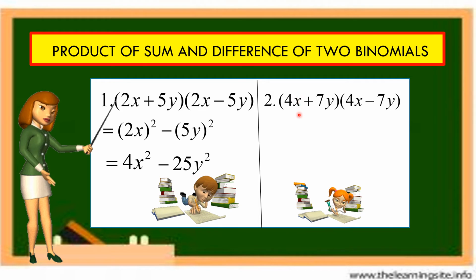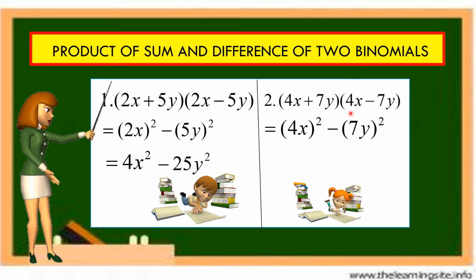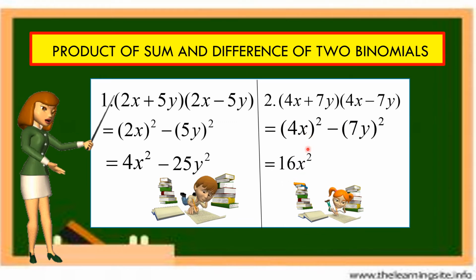We have another problem. The quantity of 4x plus 7y times the quantity of 4x minus 7y. First, we square the first term. What is the first term? The first term is 4x, so we have 4x quantity squared minus 7y quantity squared. 4x times 4x is 16x squared, and 7y times 7y is, we have minus 49y squared.